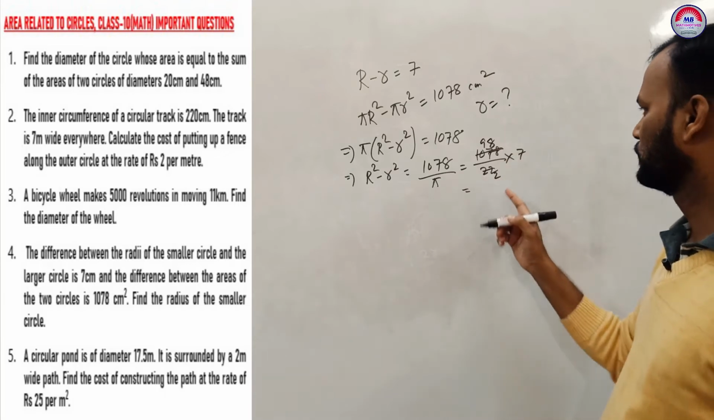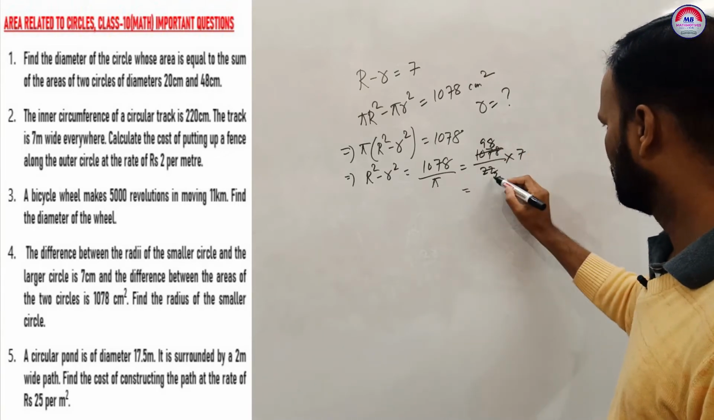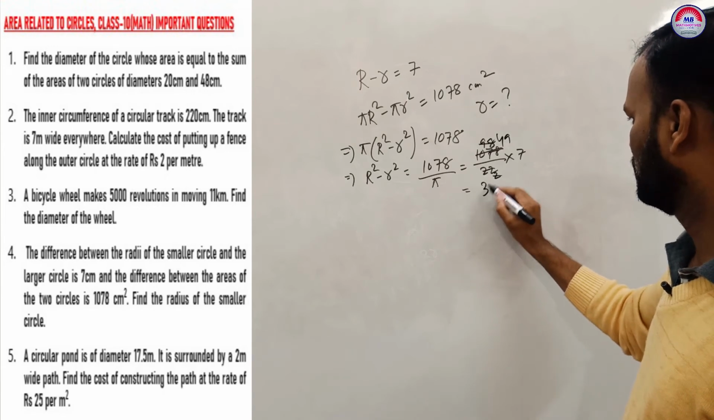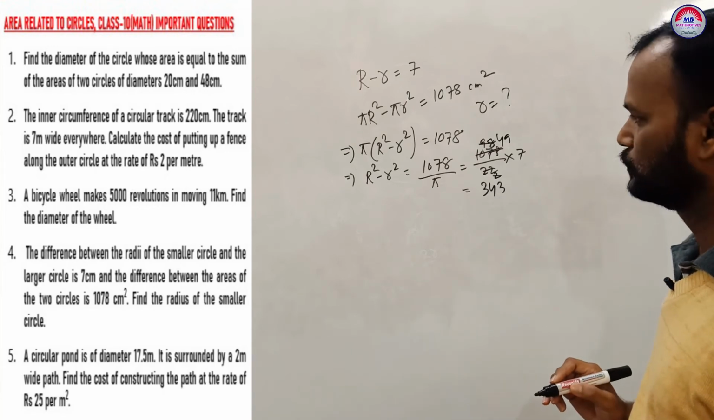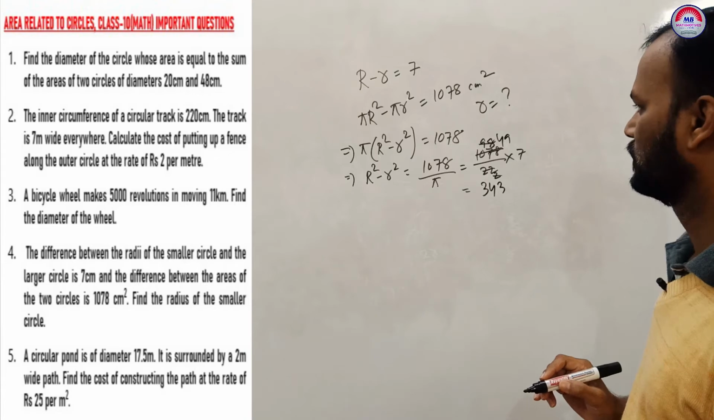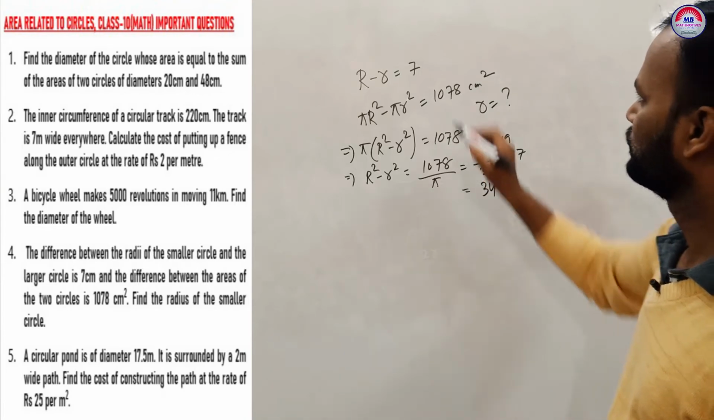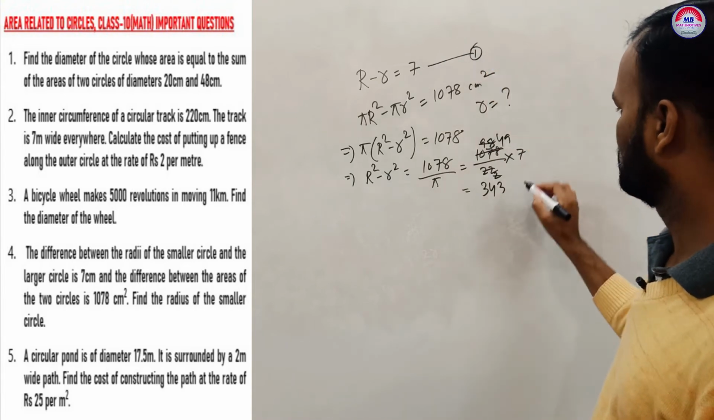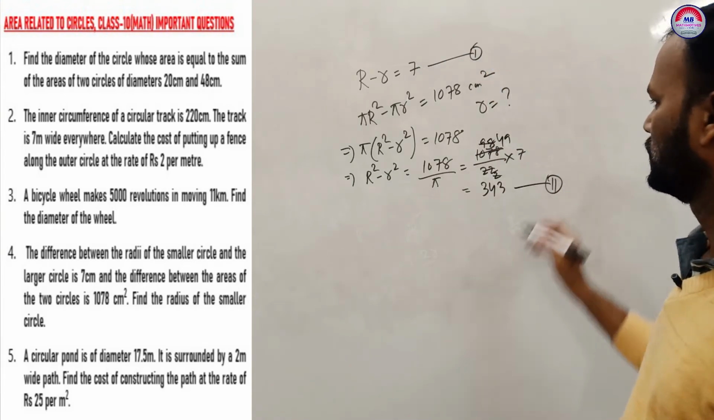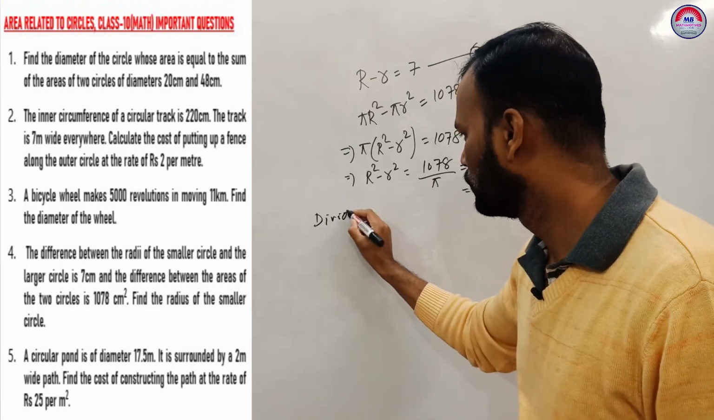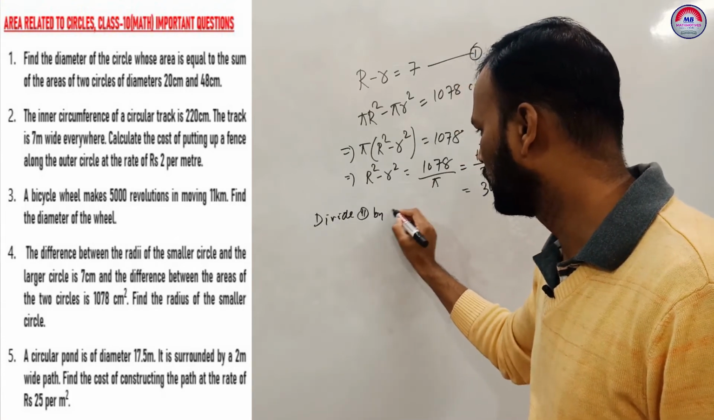99, 88. So 11 8 is 88. Then 2 49, 49 into 7, 343. Okay, 343. R square minus r square equal to 343. Now you see, let it be equation 1 and this is equation 2. Divide 2 by 1.